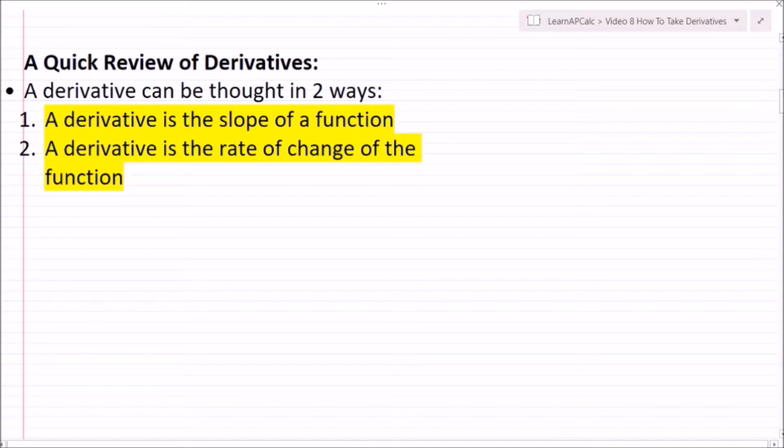Alright, so before I get into how to take derivatives, let's just walk through a quick review of derivatives, which we covered in the last video. A derivative can be thought of in two ways: the slope of a function, and also the rate of change of the function. So you can think about it in these two ways, but this is what a derivative is. If this is sort of confusing to you, go ahead and click over to the last video where I talked about this in more depth.